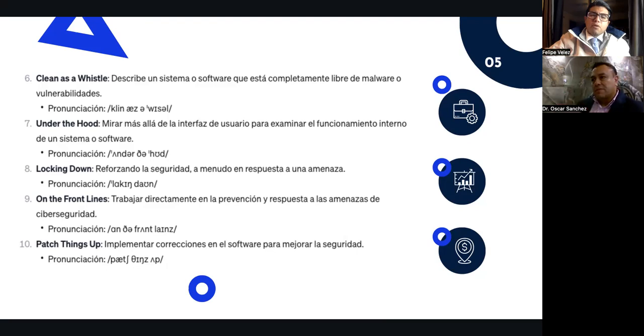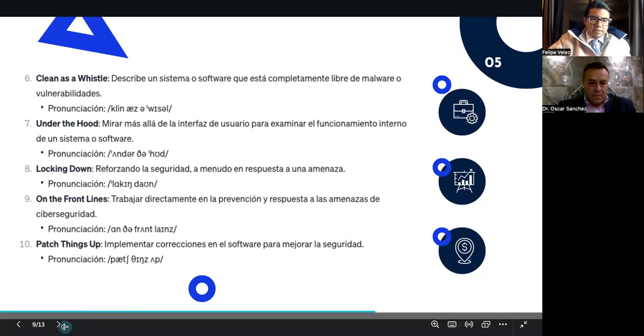Patch things up is basically about cybersecurity. Yeah, it's only cybersecurity. Again, patch things up. Patch things up. That's right. All right. Next.